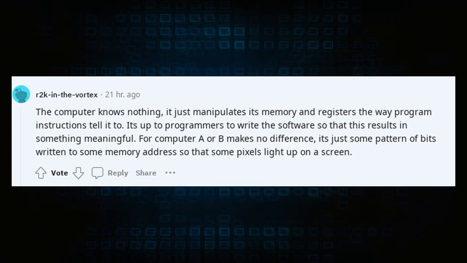The computer knows nothing. It just manipulates its memory and registers the way program instructions tell it to. It's up to programmers to write the software so that this results in something meaningful. For the computer, A or B makes no difference. It's just some pattern of bits written to some memory address so that some pixels light up on a screen.